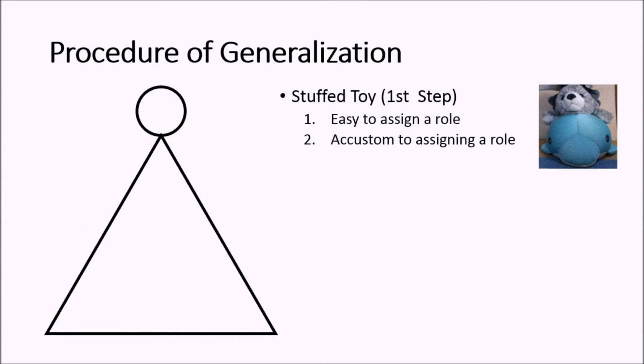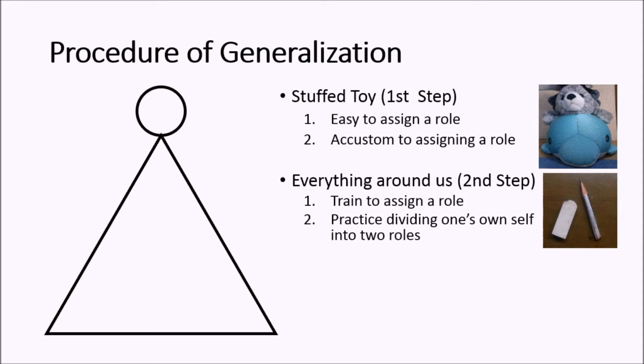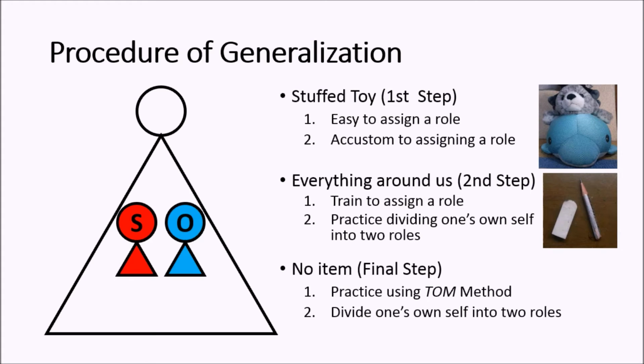First, people assign a role to stuffed toy because it is easy to assign a role to stuffed toy. In this step, the important step is that people try to accustom to assigning a role. Second, people try to assign a role to everything around them. For example, a pencil and an eraser. This step is the practice in dividing one's own self into two roles. Finally, people practice using Tom method. In this step, people are accustomed to dividing one's own self into two roles.